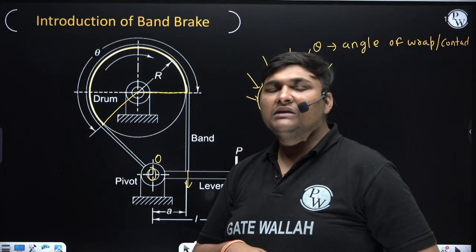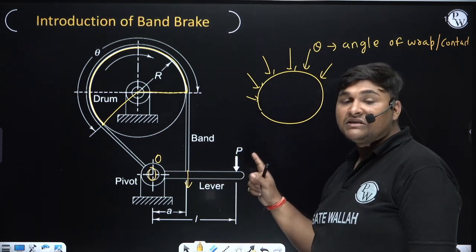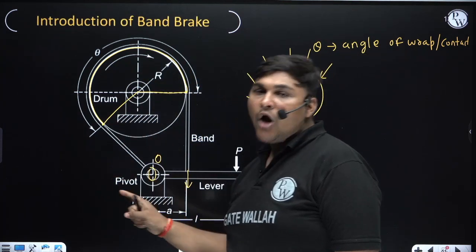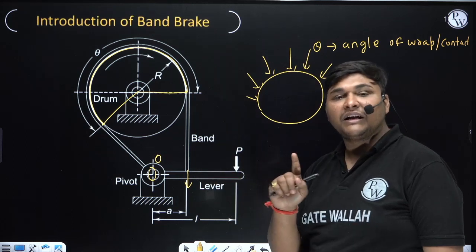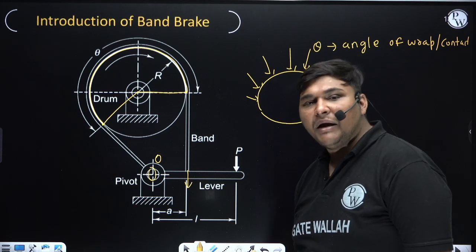Okay. Means in band brake, what do we need to ensure? We need to apply the braking effort such that it ensures this band is in tension. And how we can find the direction of that braking effort which will ensure the band is in tension, I will explain later. But here this is the general working principle of band brake.